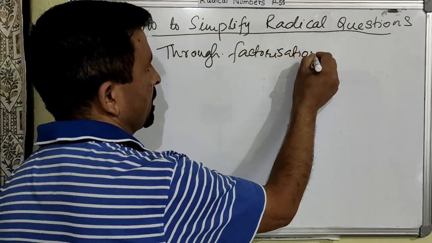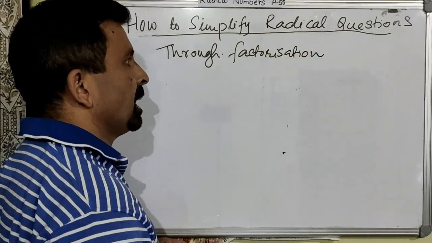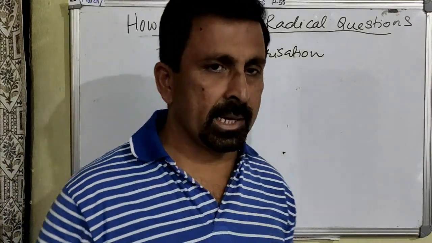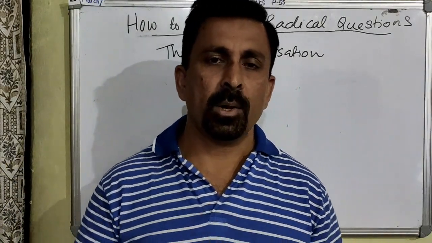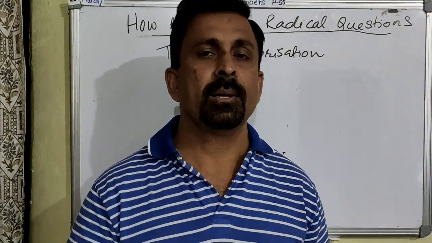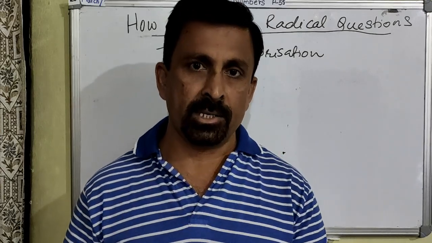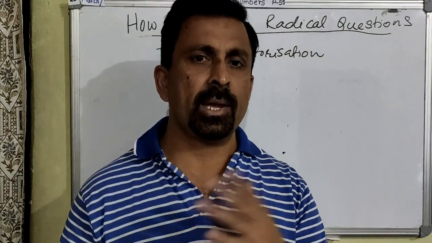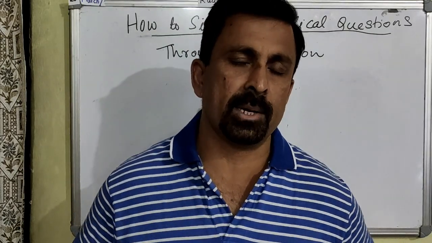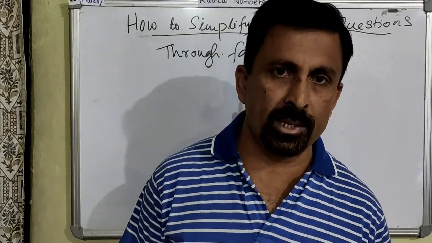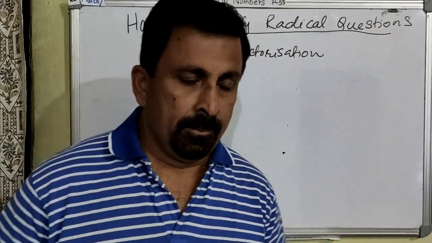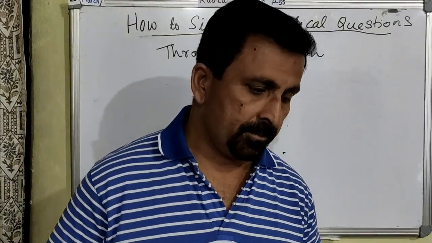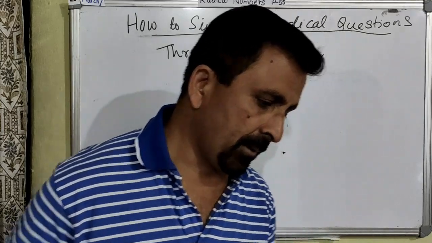Now when we say through factorization, there are two methods of factorization. One is called the prime factor method, another is called the general method of factorization. We can use any one of these two methods, whichever you are comfortable with, and then we can solve a radical question. With this, I am going to start the first question.